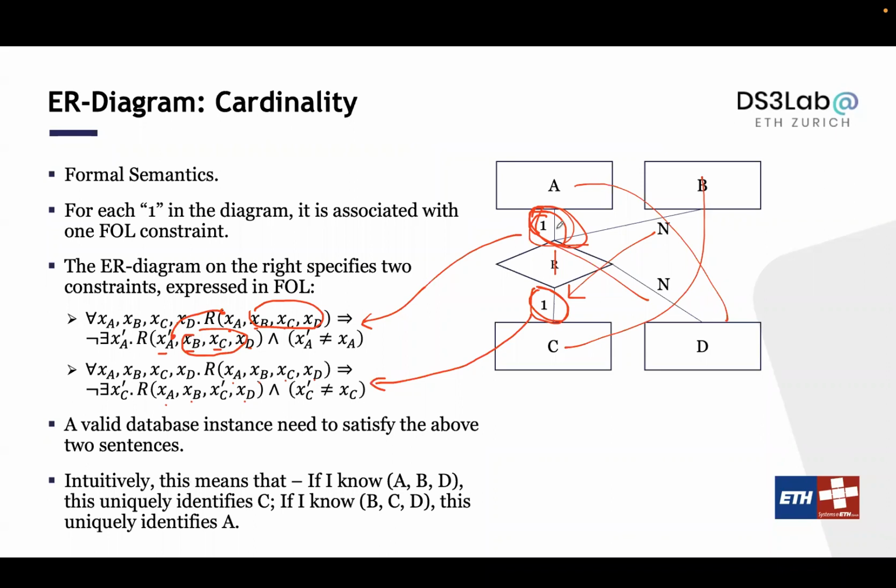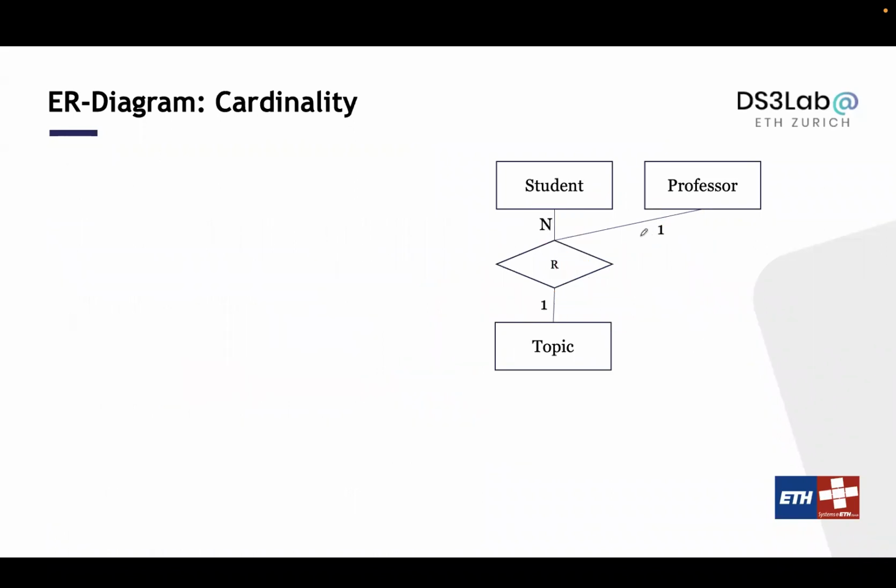So intuitively, what does this mean? It means that if you draw this diagram, if I know the value of A, B, and D, I know which C uniquely is participating in this relationship. If I know the value of B, C, and D, I know uniquely which A is participating in this relationship. So that is what we mean by this.